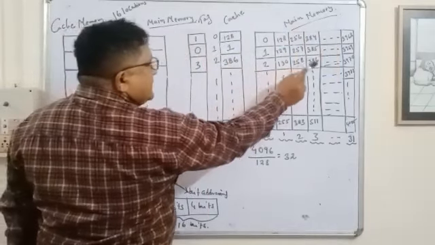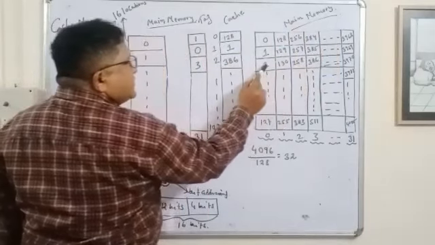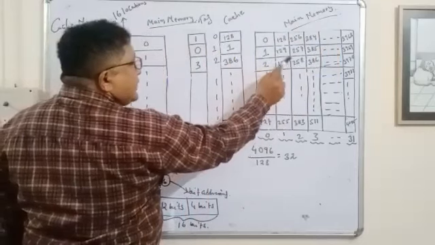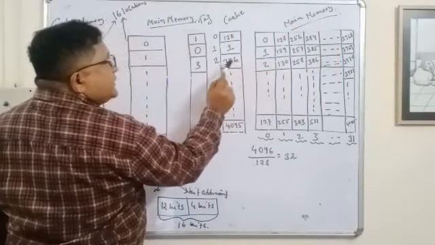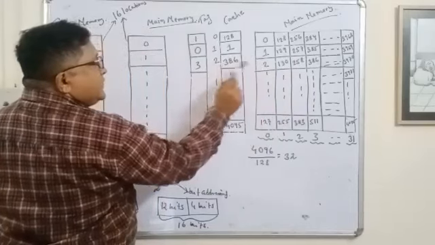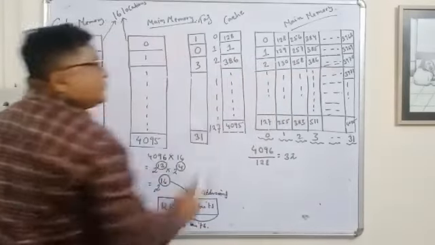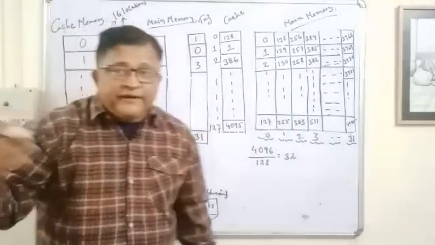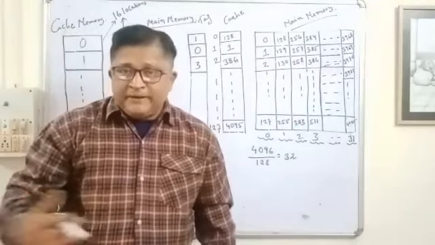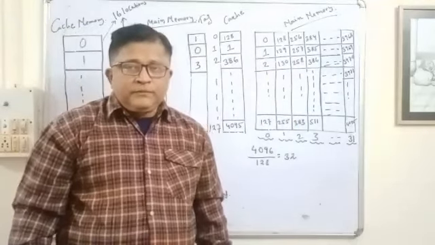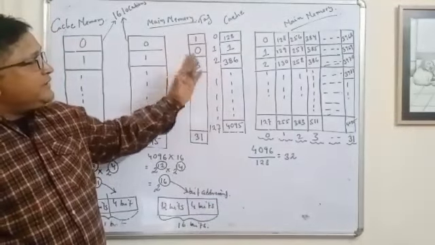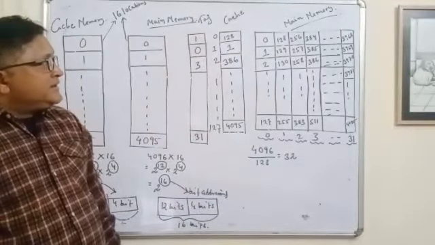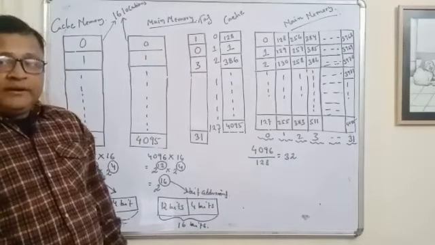Similarly, for example, 386 can be loaded in the cache memory's 2th frame, 130 can be loaded in the cache memory's 2th frame, 2 itself can be loaded in the cache memory's 2th frame. So any page in a certain row can be loaded to the corresponding frame of the cache memory. Any page. Okay. So this is the way direct mapping occurs.